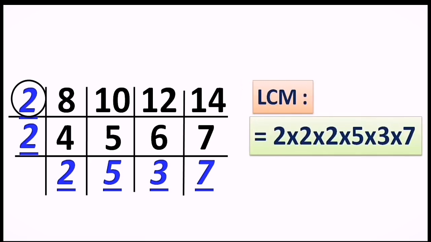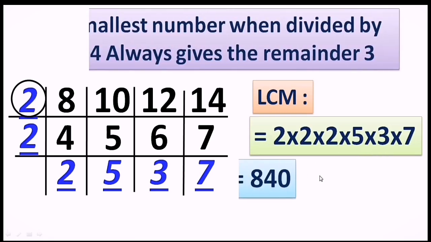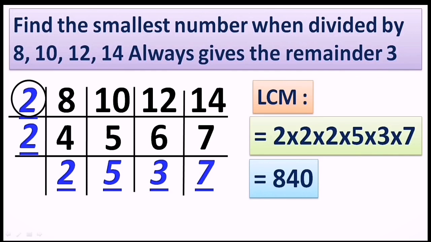So here is LCM. Check the numbers first of all. We have 2 and 2 in the extreme left, which is taken first of all, and in the bottom layer we have 4, 2, 5, 3, 7, so the numbers are 2, 5, 3, 7. The moment you multiply, you get 840. And now a special question made from this, check out over here.